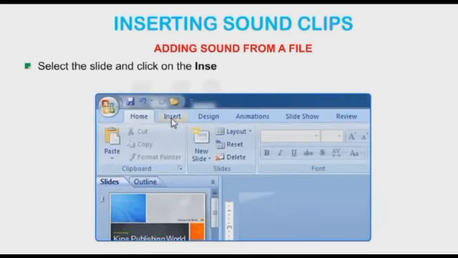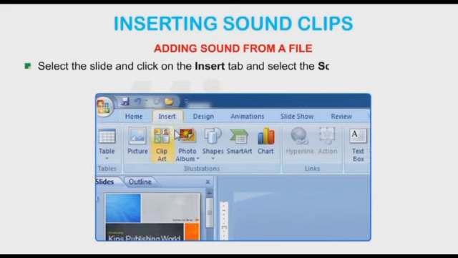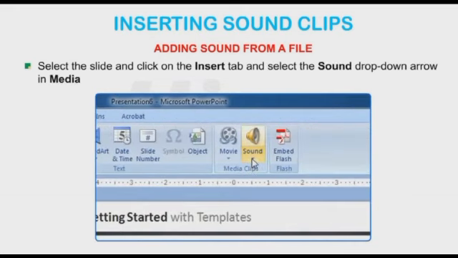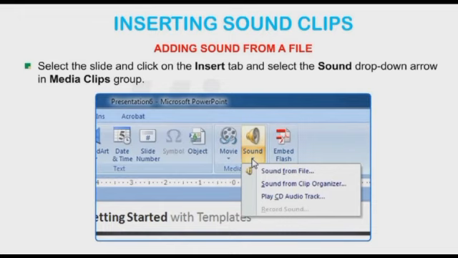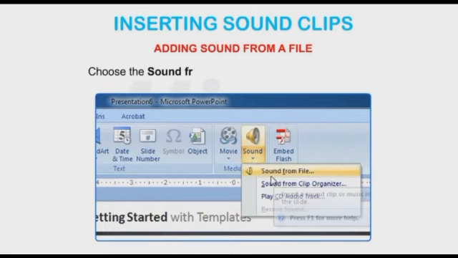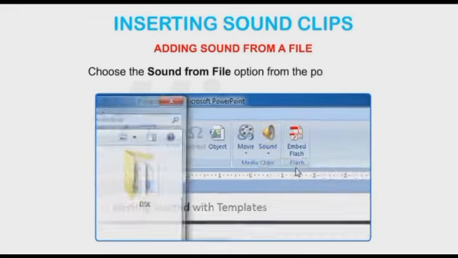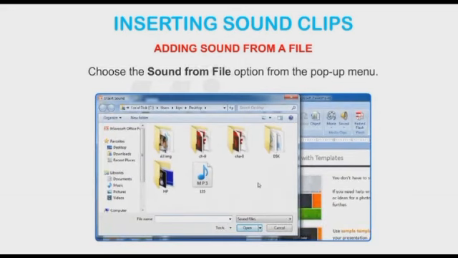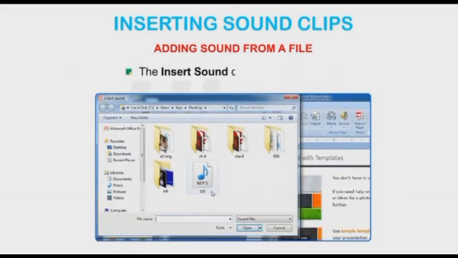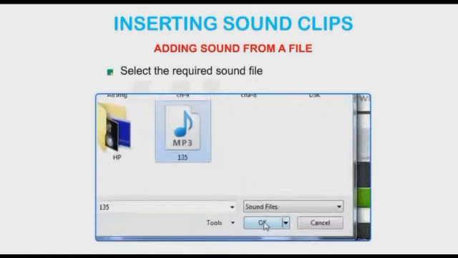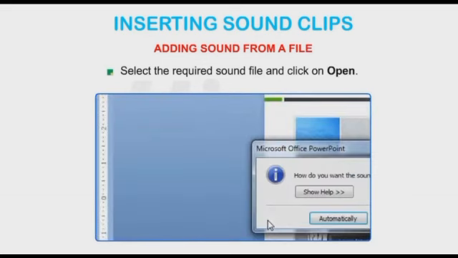Select the slide and click on the Insert tab and select the Sound drop-down arrow in the Media Clip group. Choose the Sound from File option from the pop-up menu. The Insert Sound dialog box will appear. Select the required sound file and click on Open.